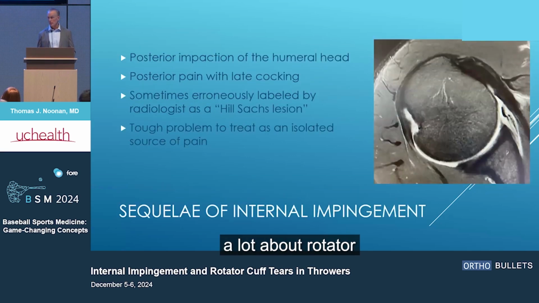So we're going to talk a lot about rotator cuff problems, but what else do we see with internal impingement? You can actually see, quite commonly, this posterior impaction of the humeral head.